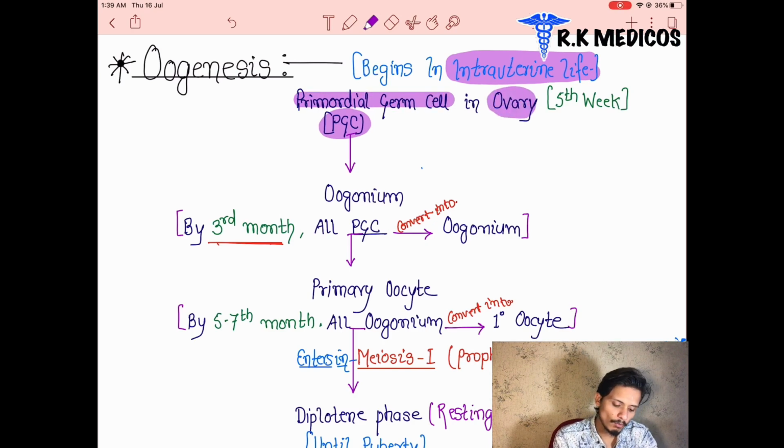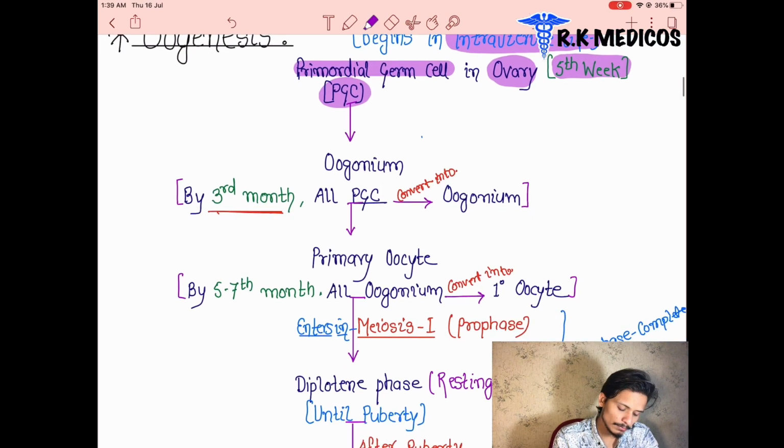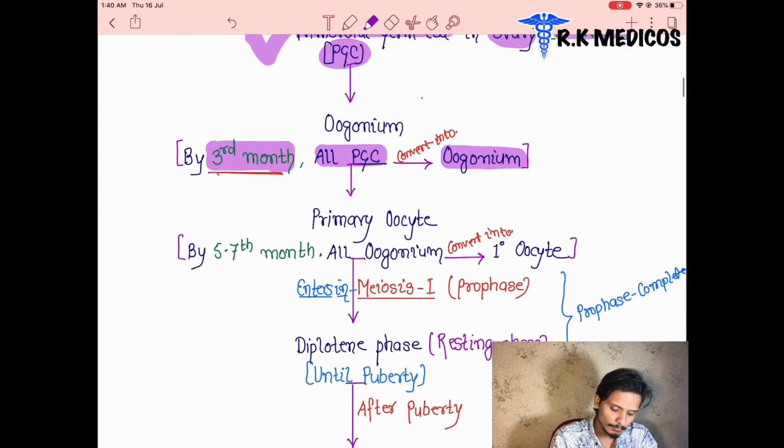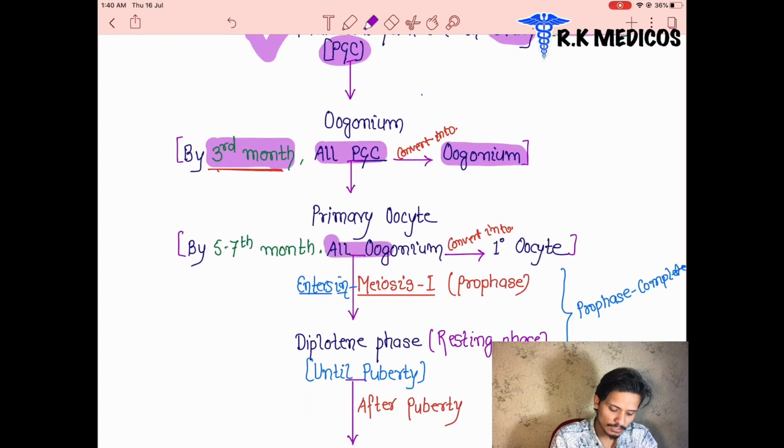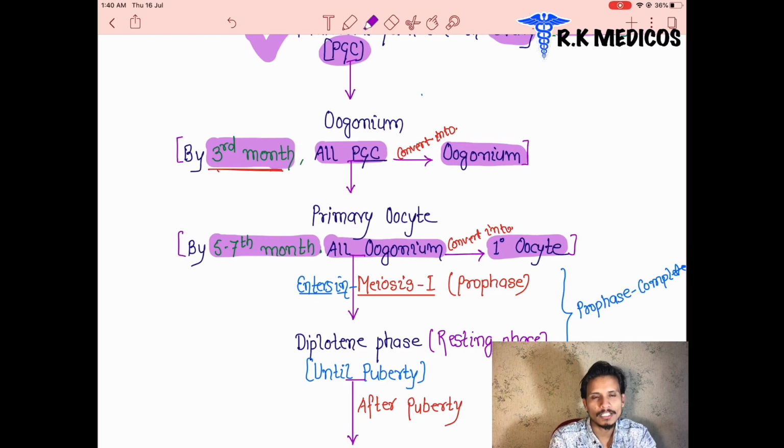After the 5th week, what is going on? From the 5th week to the 3rd month, approximately 12 weeks, all the primordial germ cells present in our ovary get converted into oogonia. Next, all the oogonia are converted into primary oocytes between the 5th and 7th month.